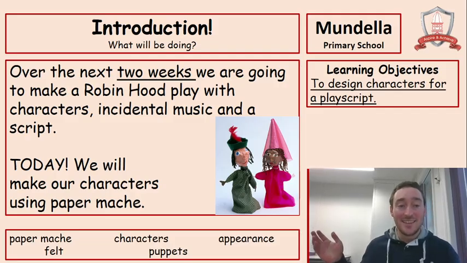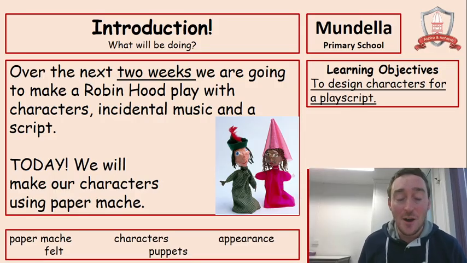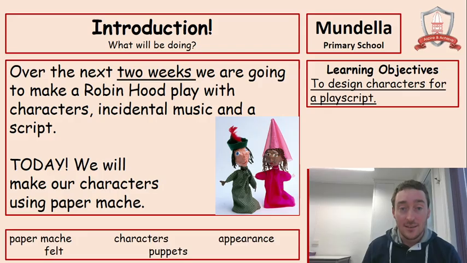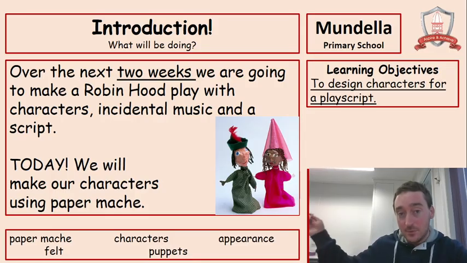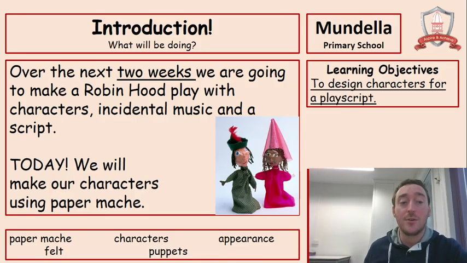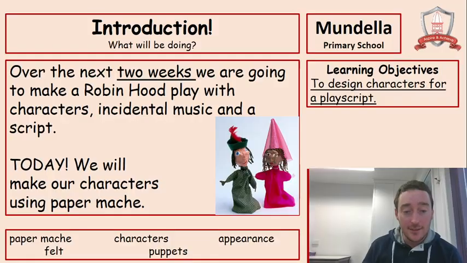So, why are we doing this? Well, something exciting here. Over the next 2 weeks, so this week and next week, we're going to make a Robin Hood play. We're going to have characters, we're going to have music, and we're going to have a script as well. Now, the music and the script, that's going to come next week. But this week, we're going to focus on making our characters and find different ways to do that. So, today, we're going to use paper mache to make some puppets, just like the ones that you can see in the picture there.